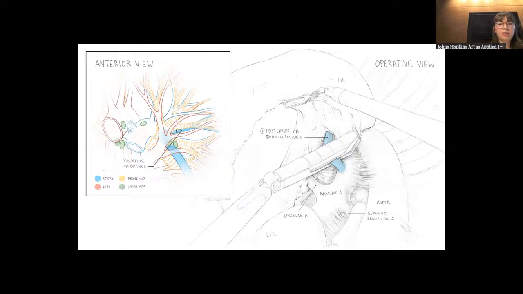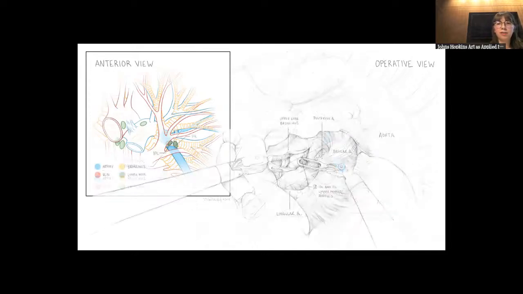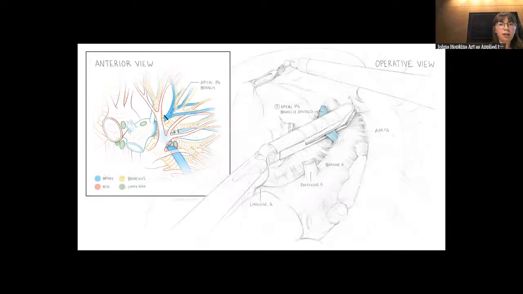To begin the procedure, after entering the pleural space, the posterior pulmonary branch was divided and stapled, preserving the lingular branch. This was followed by the removal of the left 10 and 11 lymph nodes to assess for cancer. The apical branch was then dissected and stapled in a similar fashion.